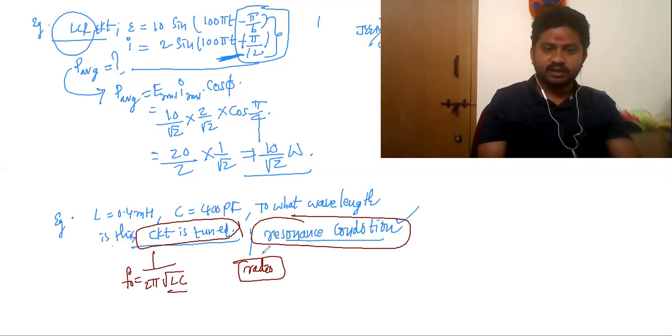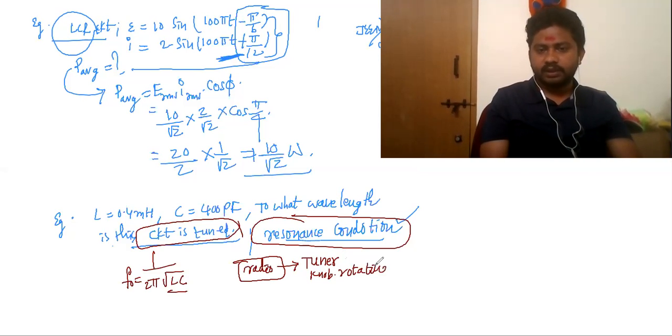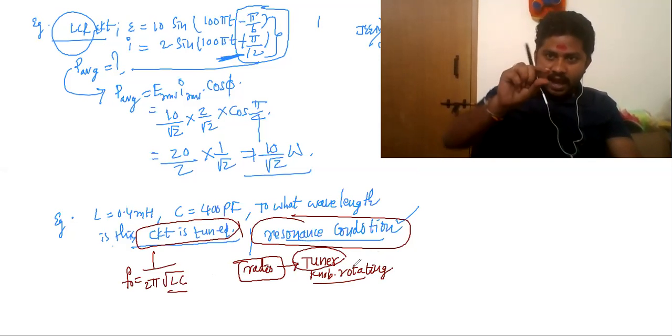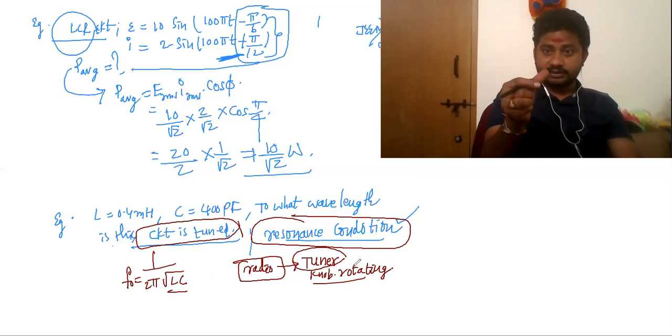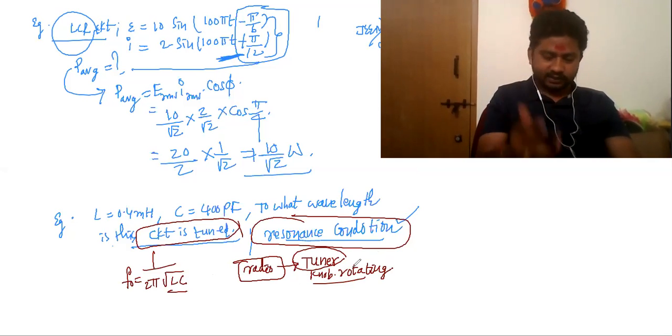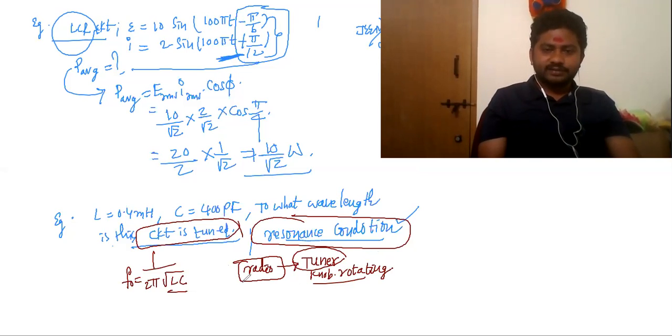So imagine there is a radio which has a tuner. Tuner means there is a knob which we will rotate. Carefully see, this is a very important application of the LCR circuit. As you rotate the knob, you can change the channels. At a particular point of rotation only, you get a particular channel. Understand? So this is the radio.